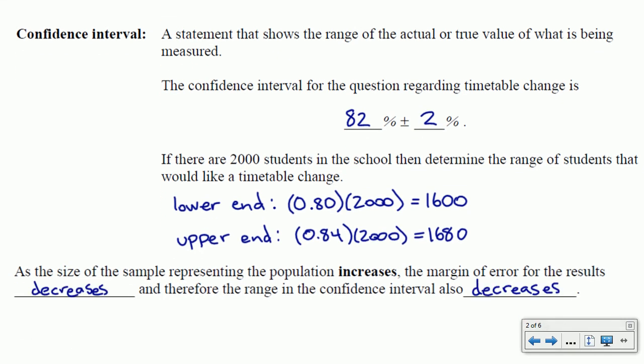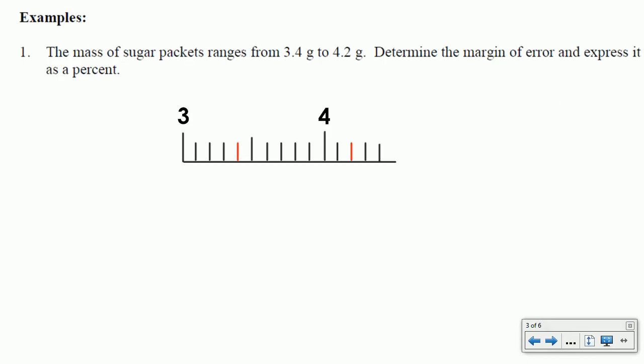As the size of the sample representing the population increases, the margin of error for the results decreases, and therefore the range in confidence interval also decreases. So moving on to example number 1, the mass of sugar packets ranges from 3.4 to 4.2 grams. Determine the margin of error and express it as a percent.